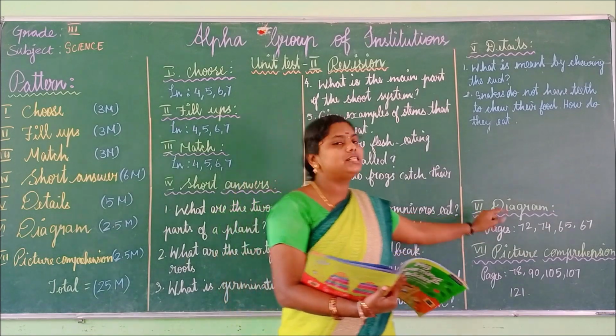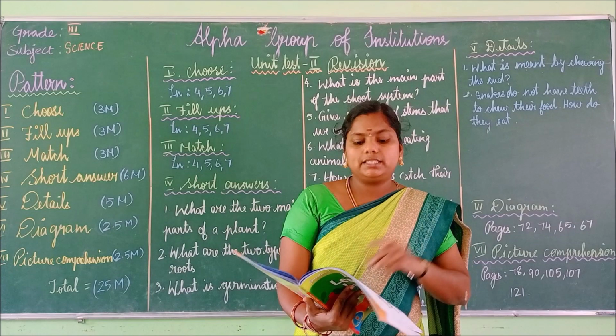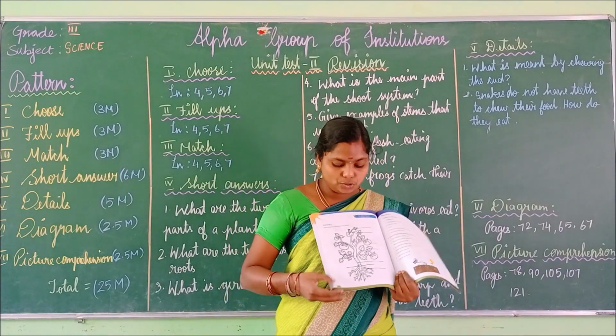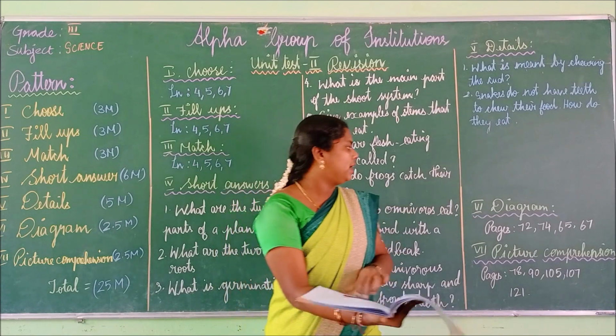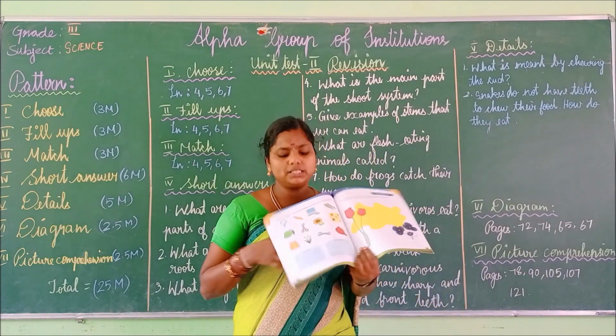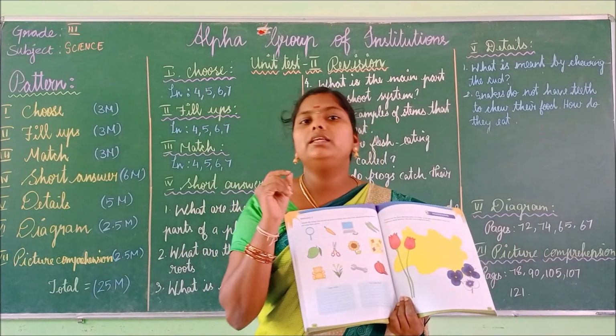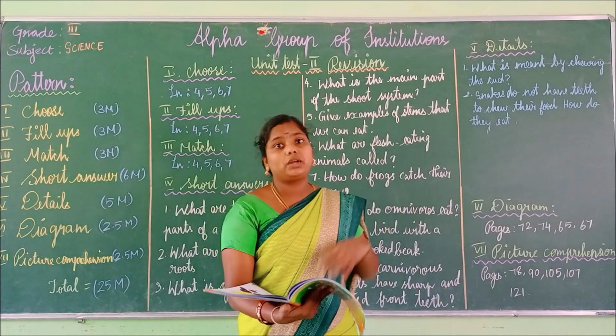Children, the next part, your diagram. I have given you some pages. Go to the pages, you can see. For example, in page 72, you have the plant. You have to label the parts of the plant. And the next one, page number 74. Here they have asked which are the things which come from the plant. So this you can also draw.